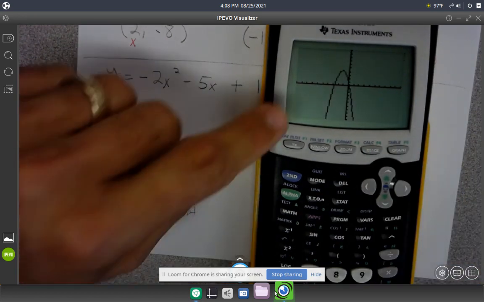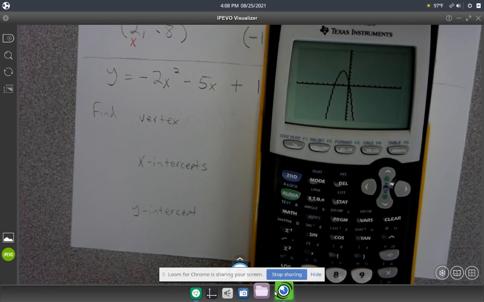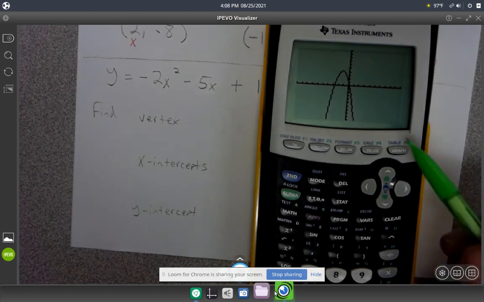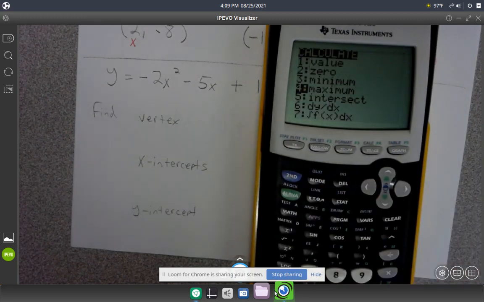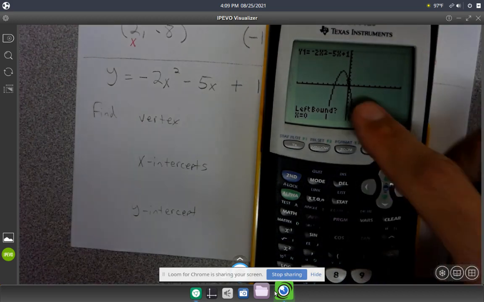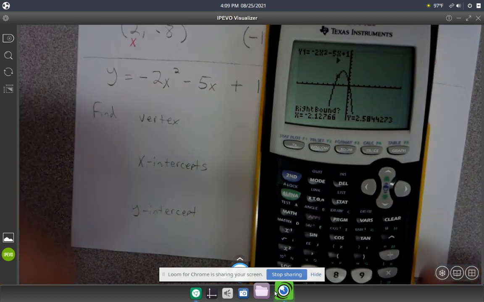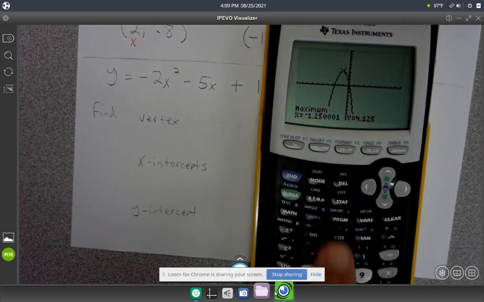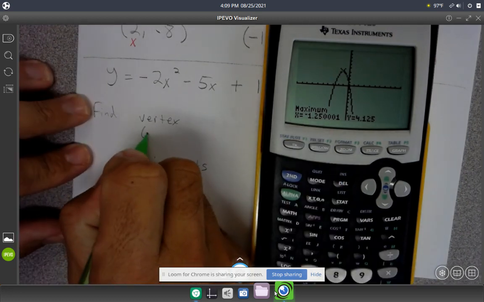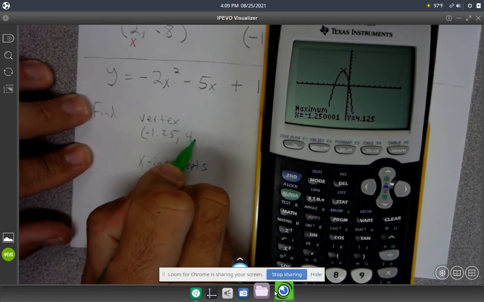Here's the graph. For the vertex, because the thing is opening down, it has a maximum, and that's the command we're going to use. We go to the calc menu, so second trace, and it's the maximum command. We move our blinking dot to the left of the vertex. Now we move it to the right of the vertex. And then for the guess, you don't have to do anything special. Just press enter again. There it is. That's our vertex. The x is negative 1.25, and the y is 4.125.